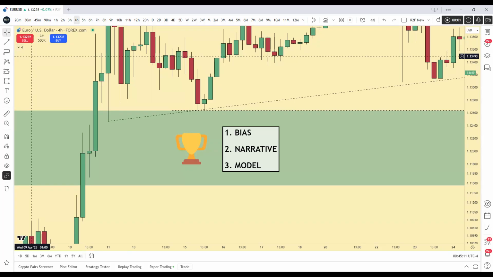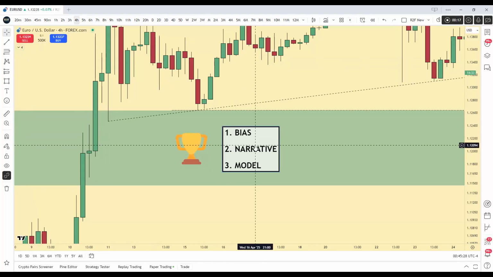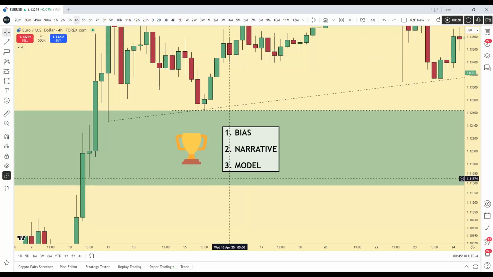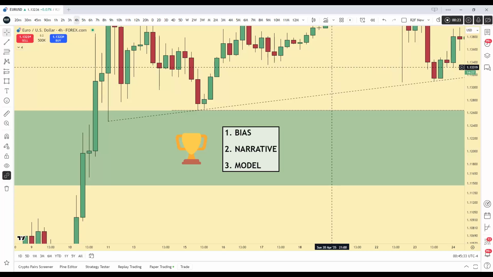Okay, so in this video, I want to go through how every trader should be framing their trades. And that comes in a three-step process, which is basically your bias, your narrative, and your model. Understanding what these things are and implementing them in a step-by-step process will allow you to catch better trades and be more on the right side of the market.